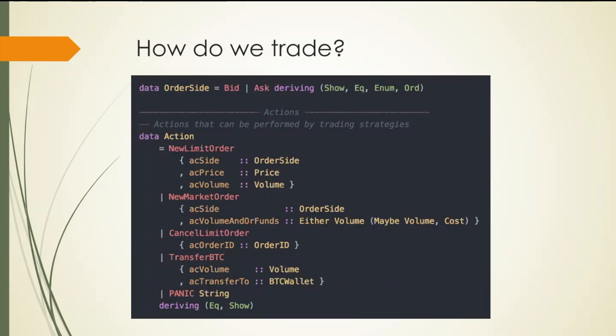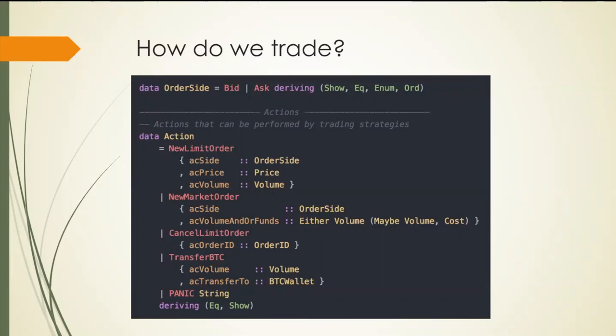A market order, as you saw, is a little bit more complicated because you might want to specify just how many Bitcoins you want to sell, or you want to specify how much money you have and buy as many Bitcoins as possible, right? So again, trying to make invalid states unrepresentable, this field, volume and/or funds, tries to match that situation. Maybe I should have used lenses, you never know.